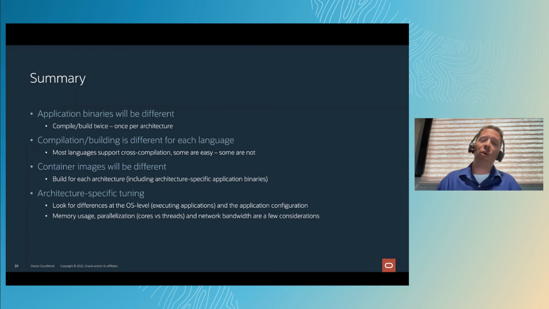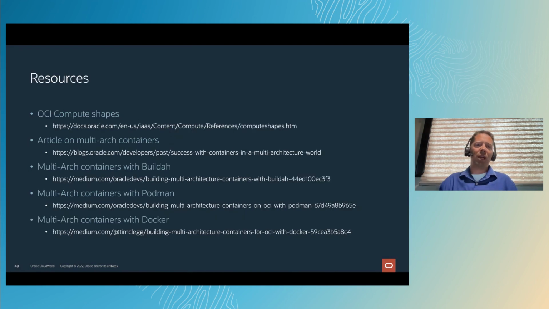Remember that container images will be different. You're going to want to build those for each platform, or at least each architecture, providing binaries for the appropriate architecture in that specific Docker image or container image. And then when we look at tuning parameters, don't forget the operating system level aspects, the tool chain differences, the optimizers, all that good stuff. And from a sizing perspective, memory usage, cores versus threads, multi-threaded, single-threaded, and network bandwidth. Keep that in mind.